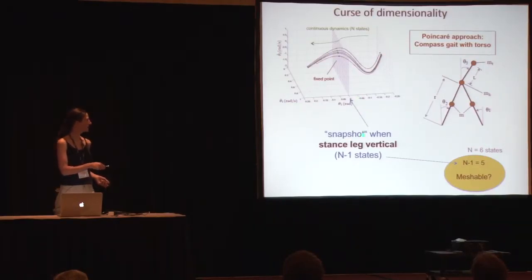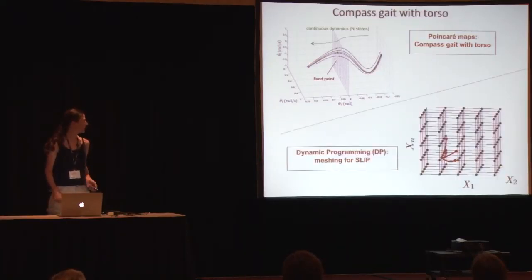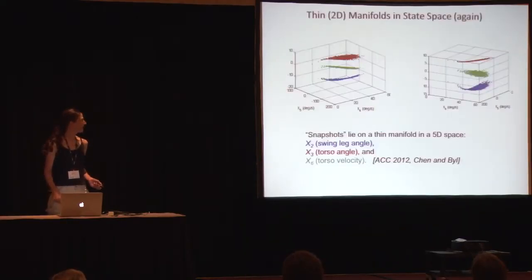And if I take snapshots when the stance leg is vertical, that leaves n minus 1, or 5, states left. That would be a lot of states to try to put into a mesh. But fortunately, it turns out, when you look at what happens for a given controller, all the states tend to lie on these 2D manifolds inside of a five-dimensional space. And so the different colors show you swing leg angle, torso velocity as a function of the velocities of the stance leg and the swing leg.